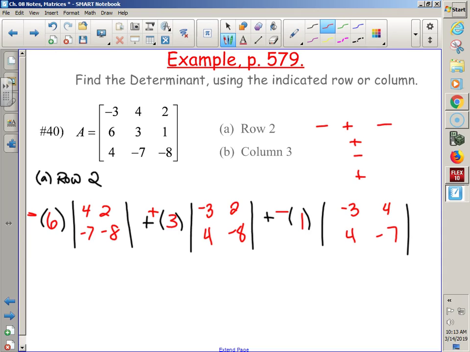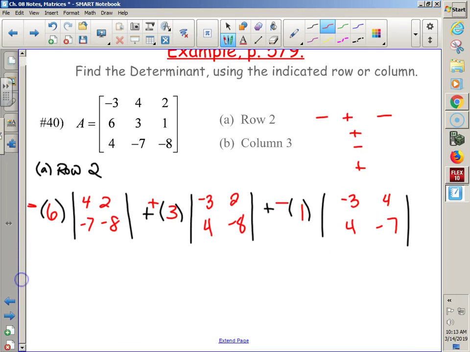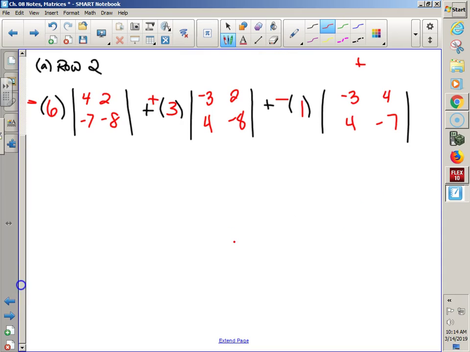Got it. So why was I saying main minus opposites to finish? What are you supposed to be doing next? Go for the determinants. Good. That's a little bit nasty.